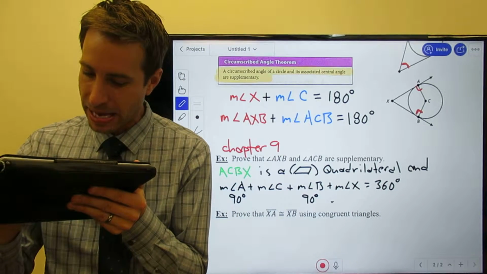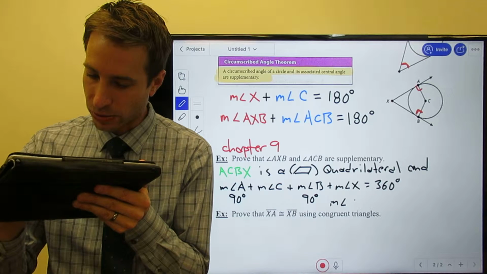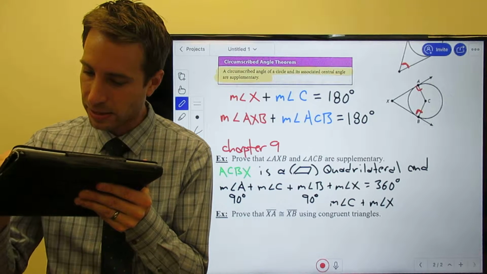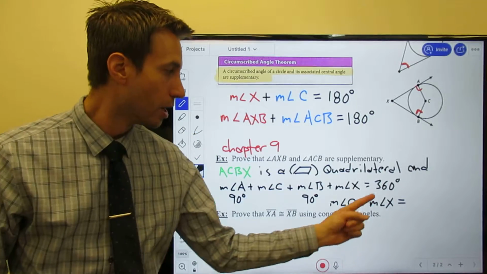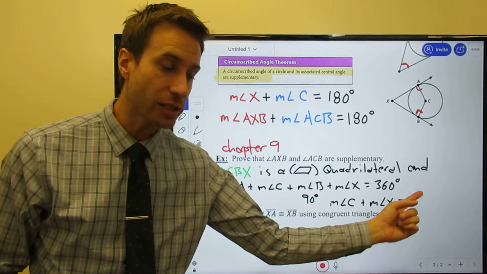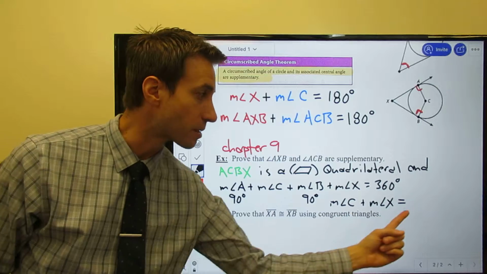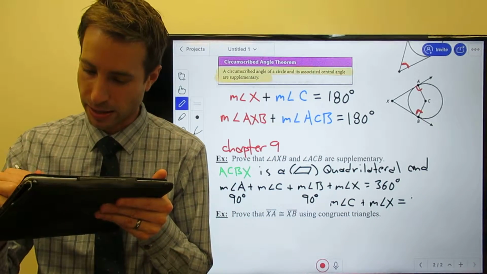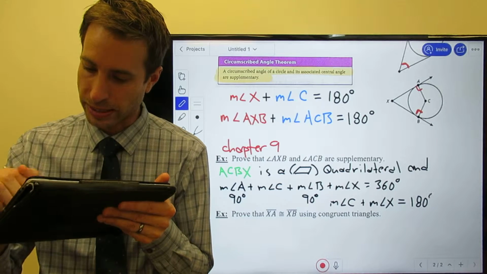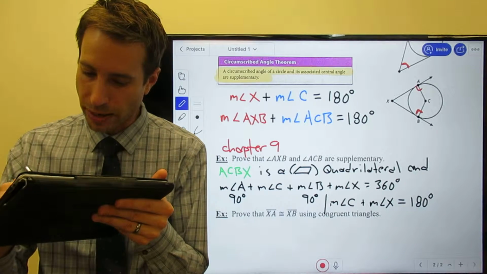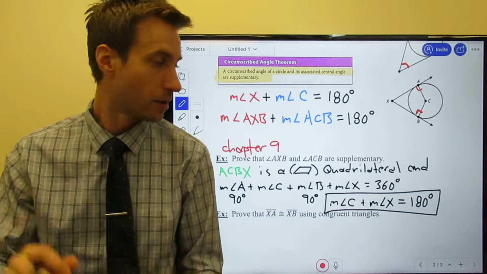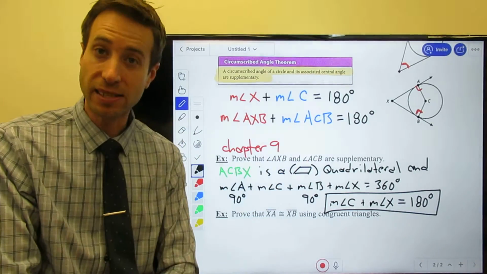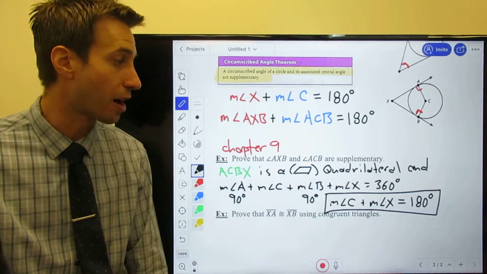I get the measure of angle C plus the measure of angle X must be equal to 360 minus 180, right? Because I take both these guys, I subtract them to the other side. 360 minus 180 is 180 degrees. And what you've just done is you have just proven that angle AXB and ACB must be supplementary. They have to sum to 180 degrees.